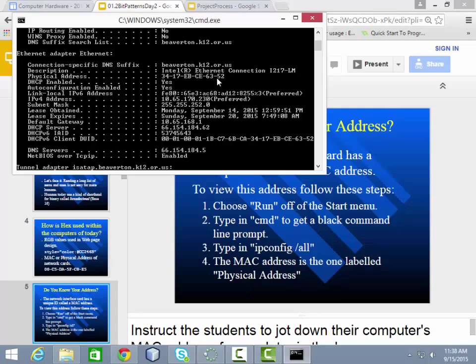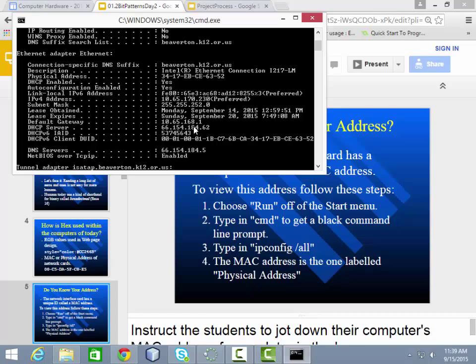It's a series of 6 2-digit hexadecimal numbers. So you see hexadecimal there. If you're wondering what your IP address is, yours will be different. There's no two computers on the district network that have the same IP address. Here's the IP address of the router that gets us out to the internet: 10.65.170.230.